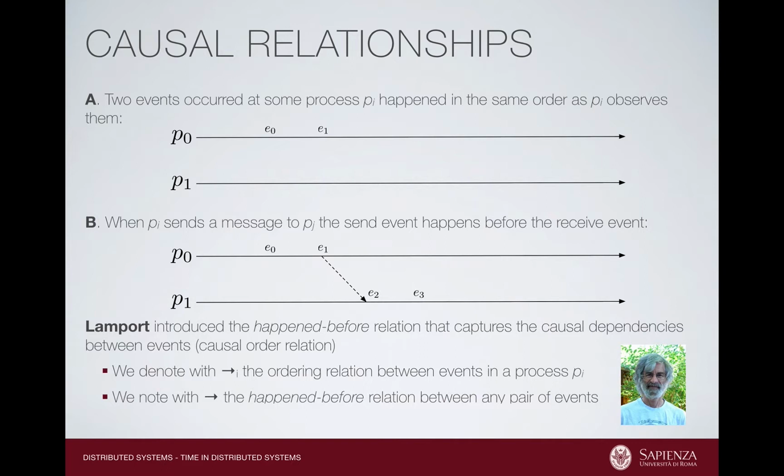Then when a process sends a message to someone, we also have a causal relationship, and we say that the send of a message always happens before the receive of that message. So the send event E prime, that is the send event of a message M, happens before E2, and E2 is the receive of that message. There are physical reasons why this rule holds, and I cannot prove that they hold. They just hold for physical reasons.